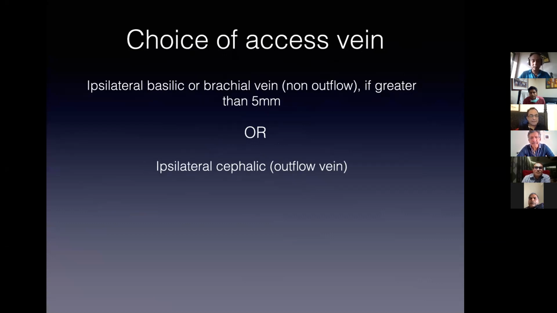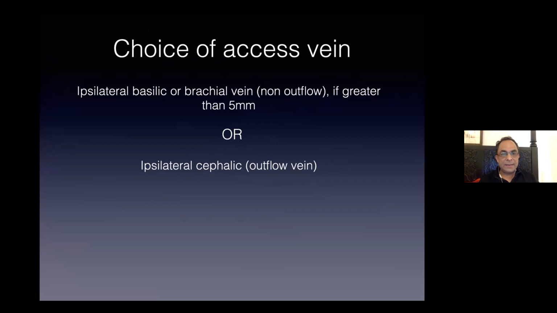So when we talk about access, how do we do an access? The access is usually an ipsilateral basilic or brachial vein. Particularly, what we try to do is to select a non-outflow vein of the fistula, because the risk of bleeding is higher as we're going to put a large French sheath size in this access. So we want to avoid the risk of bleeding, but more importantly, we want to avoid the risk of the fistula going down in an attempt to open a central vein for angioplasty. But the ipsilateral basilic or brachial vein should be greater than 5 or 6 millimeter. Or if that is not the case, then we will go to the outflow vein, which most often is the ipsilateral cephalic vein.